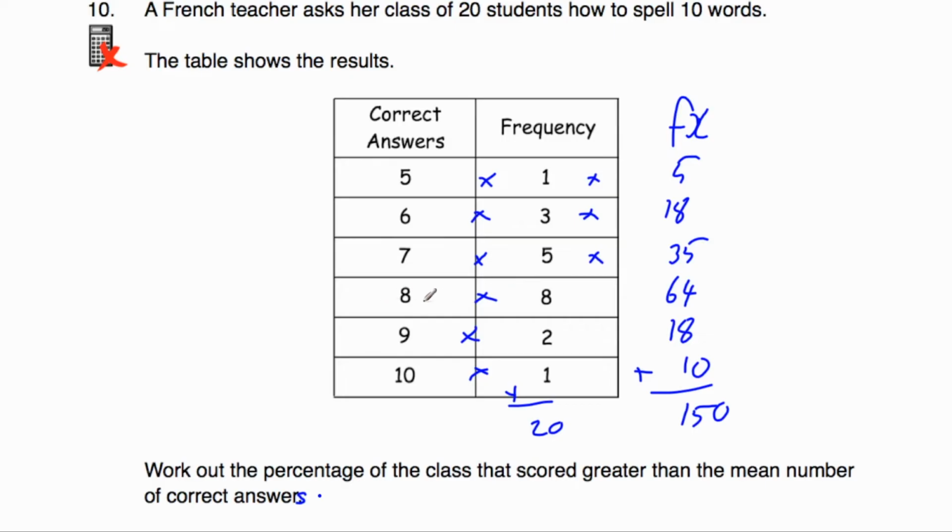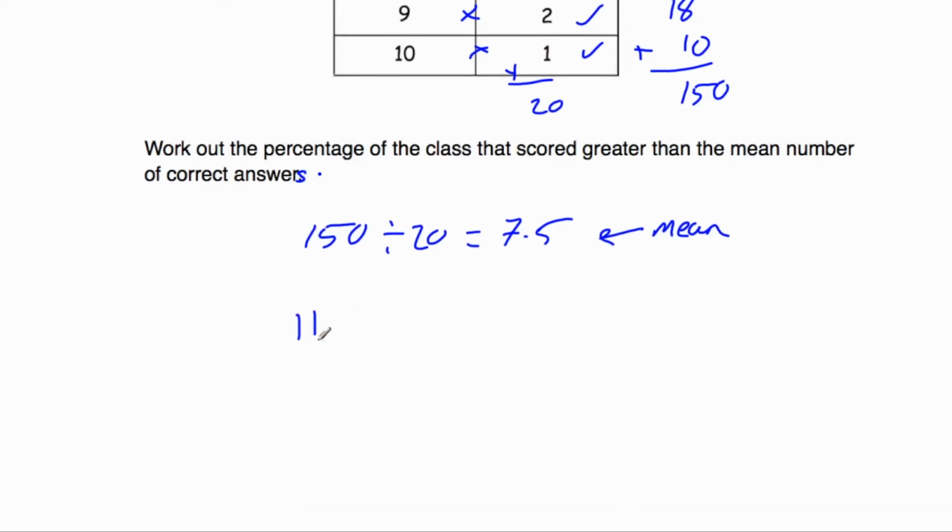Now, these 8 students scored 8 marks correct, so they scored greater than the mean. The mean's 7.5. They've scored 8, so these 8 are above the mean. These 2 students scored 9 each. They're above the mean. And this 1 student got a 10 out of 10. Well, they're obviously above the mean. So altogether, how many students scored greater than the mean? It's going to be 8 plus 2 plus 1. So 8 plus 2 is 10, plus 1 is 11. So 11 students scored greater than the mean.